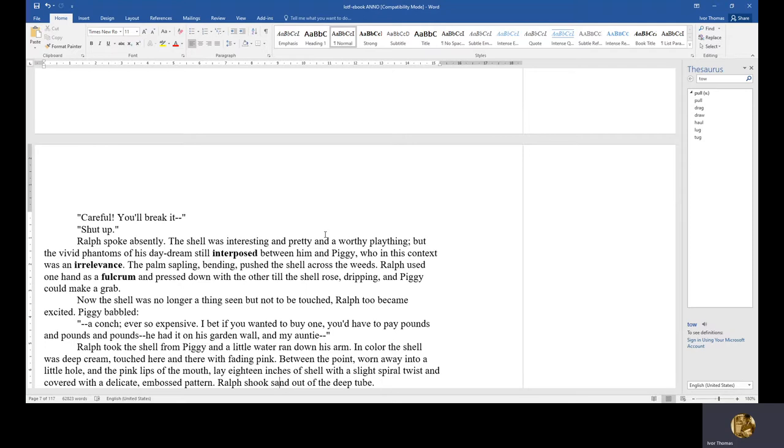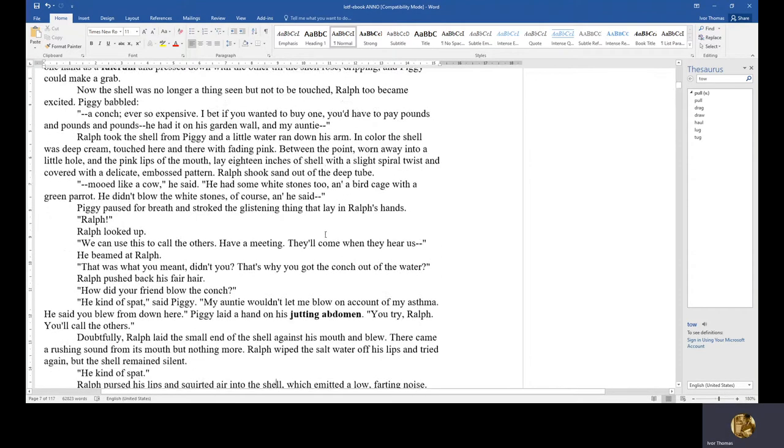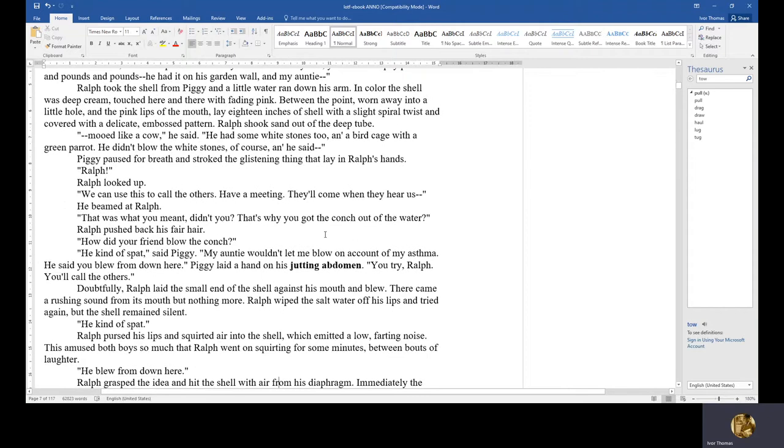Ralph took the shell from Piggy, and a little water ran down his arm. In colour, the shell was deep cream, touched here and there with fading pink. Between the point, worn away into a little hole, and the pink lips of the mouth lay 18 inches of shell, with a slight spiral twist and covered with a delicate embossed pattern. Ralph shook sand out of the deep tube.